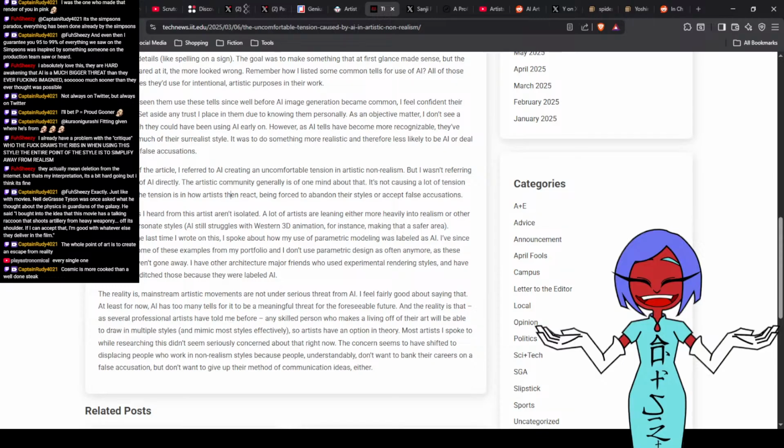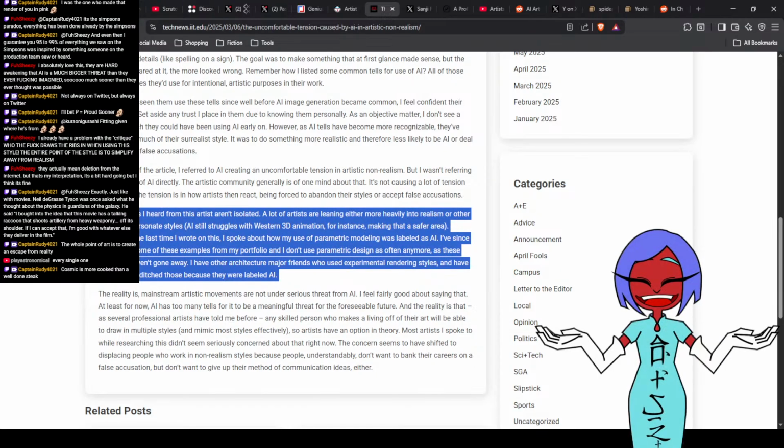Oh my god. So, the concerns I've heard from this artist aren't isolated. A lot of artists are leaning either more heavily into realism or other hard-to-impersonate styles. AI still struggles with Western 3D animation, for instance, making that a safer area. Personally, the last time I wrote on this, I spoke about how many uses of parametric modeling were labeled as AI. I've since had to pull some of these examples from my portfolio, and I don't use parametric design as often anymore, as these concerns haven't gone away.